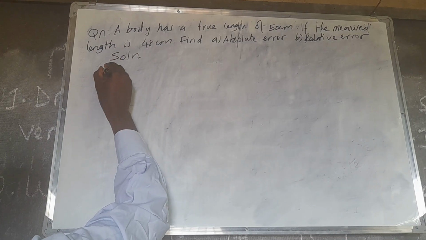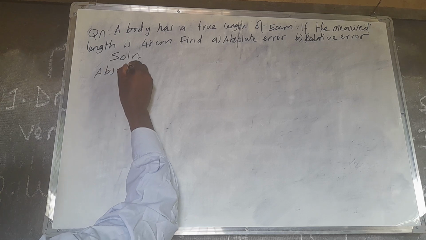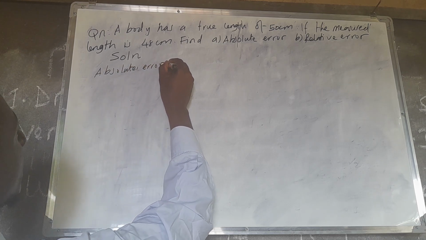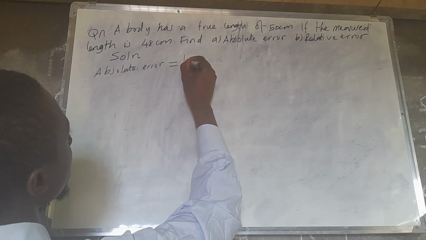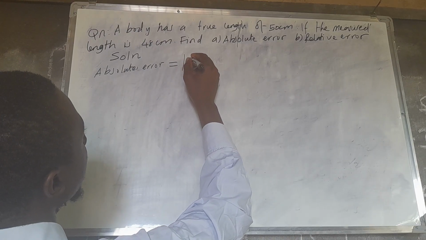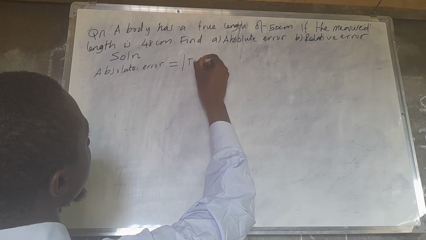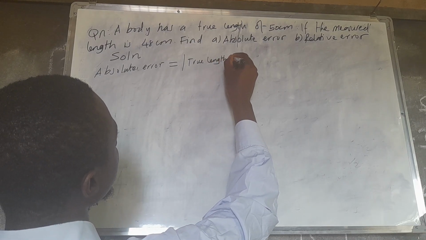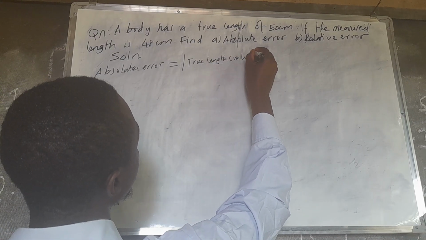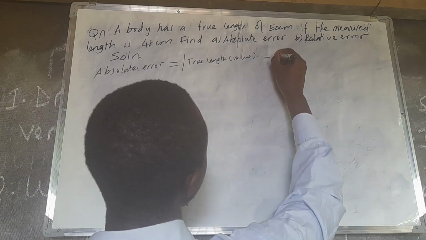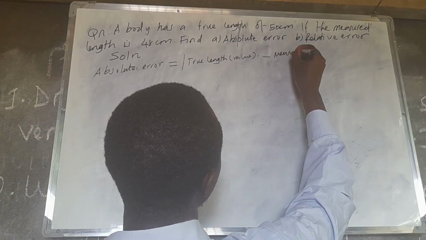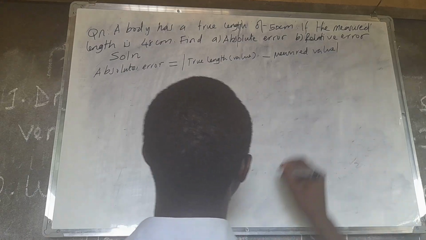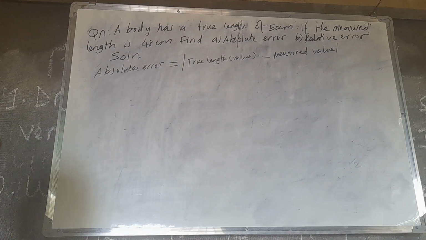Normally absolute error is equal to true length or true value minus measured value. This is how you can get to the absolute error.